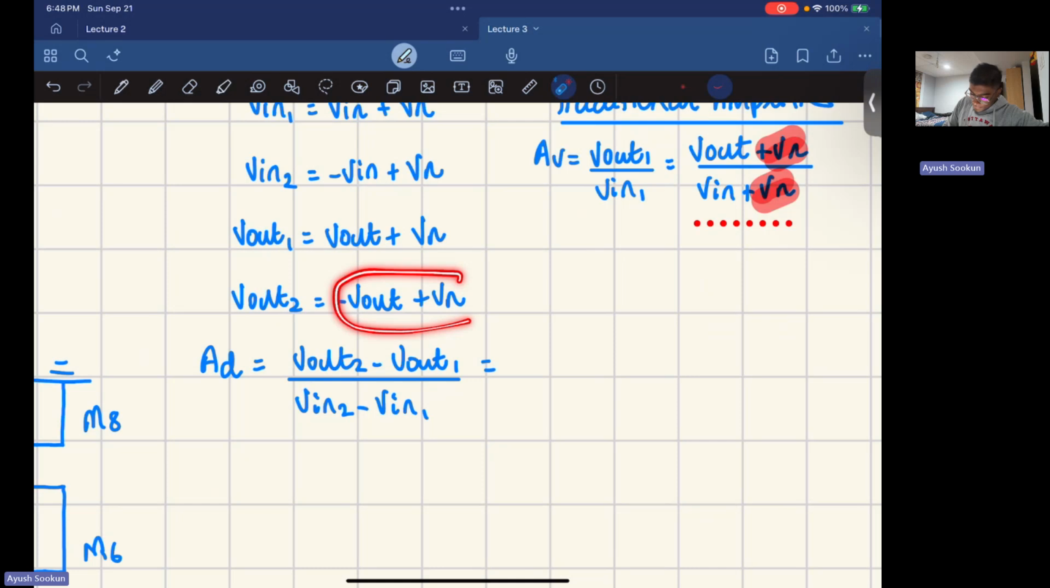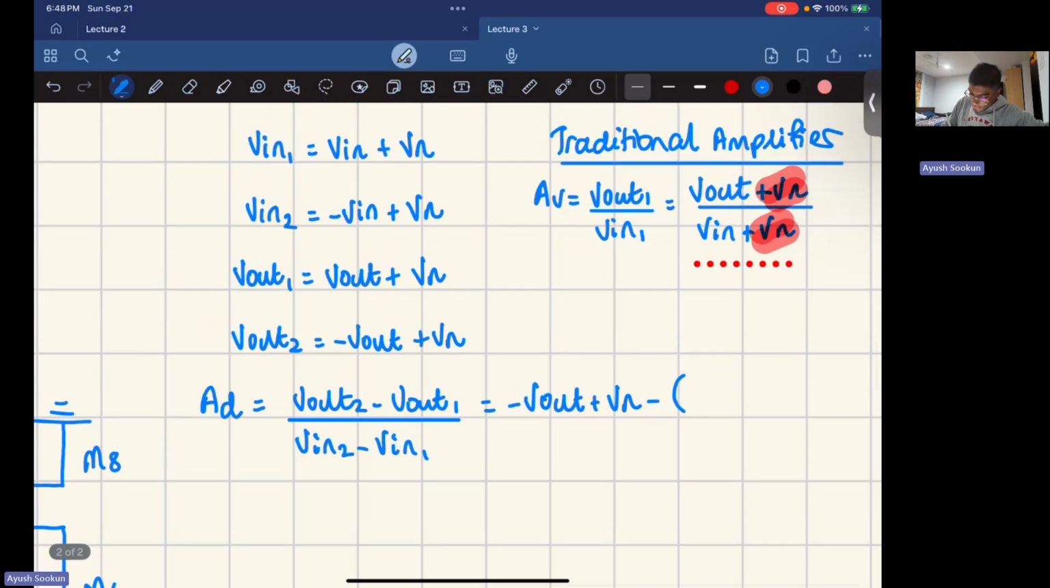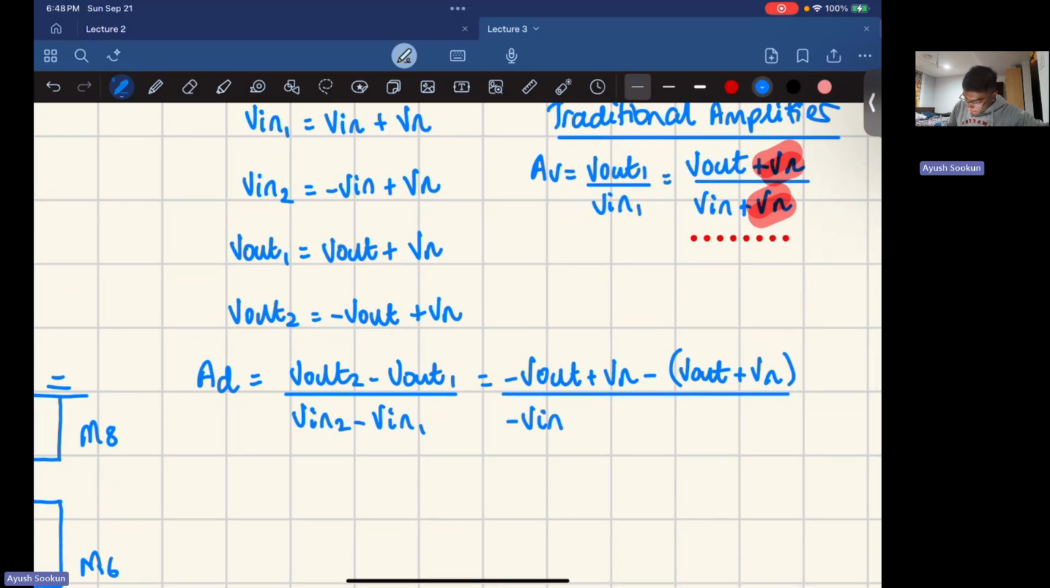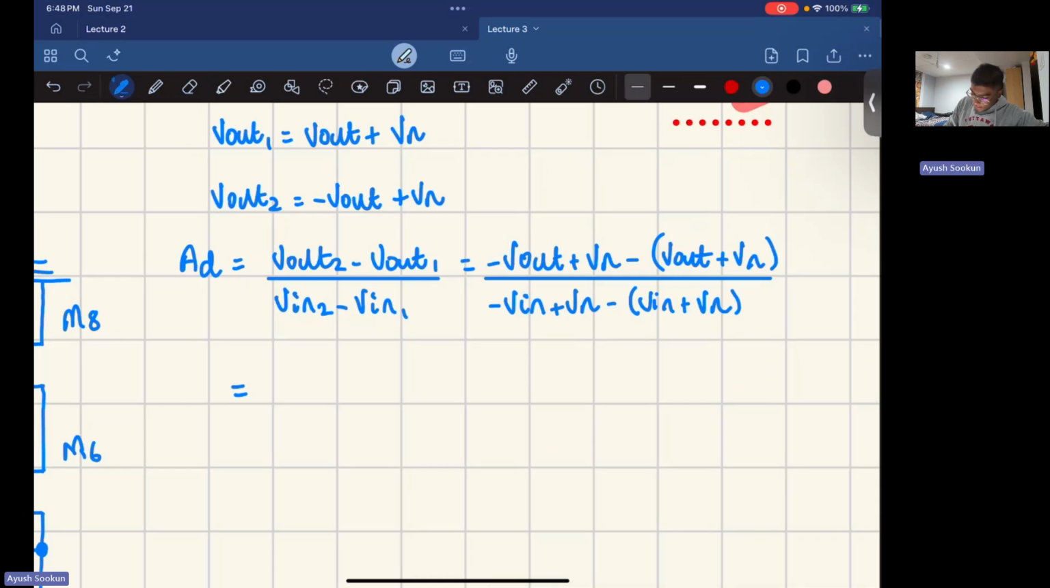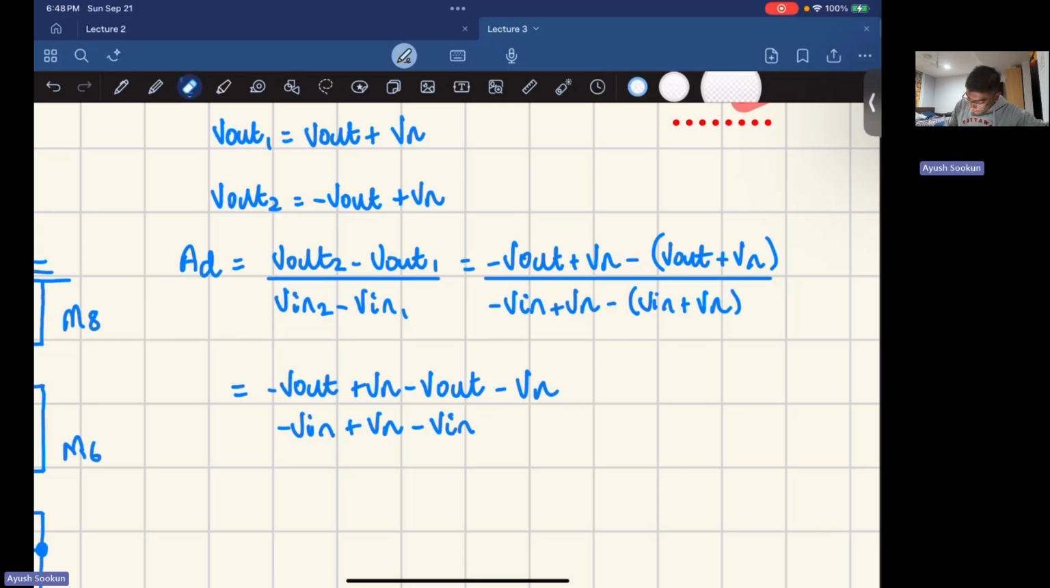Now, what is V out 2? It's minus V out plus Vn, the noise, minus V output 1, which is V out plus Vn. And V input 2 is minus V input plus the noise, minus V input 1, which is V in plus the noise. Now I can keep on going further. So I expand the numerator. All right, I bring in the minus sign, plus Vn minus V input minus the noise.